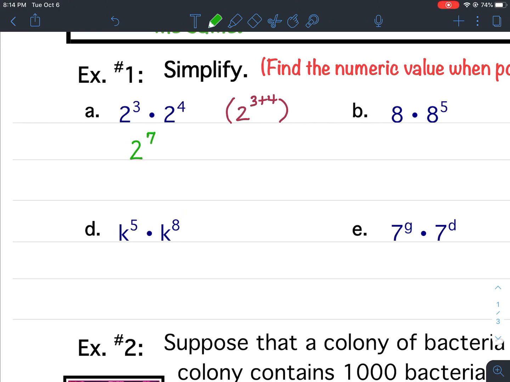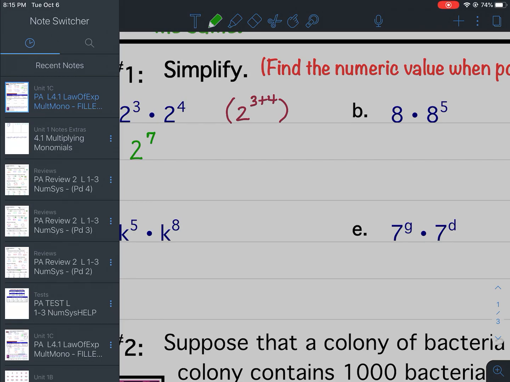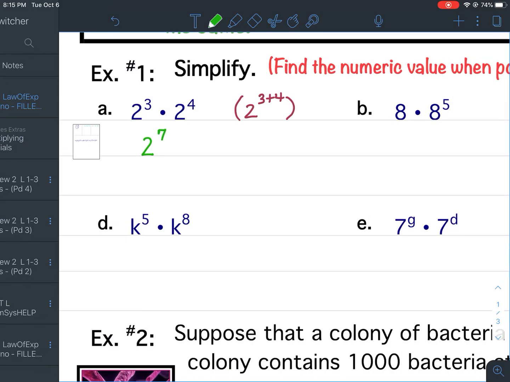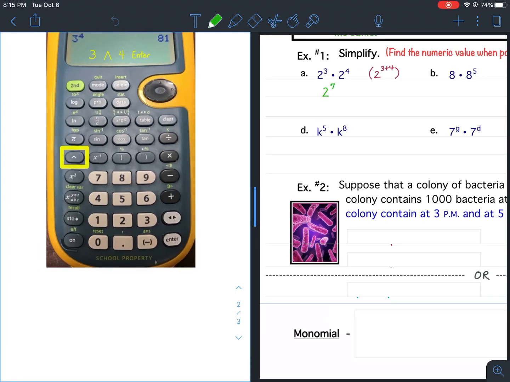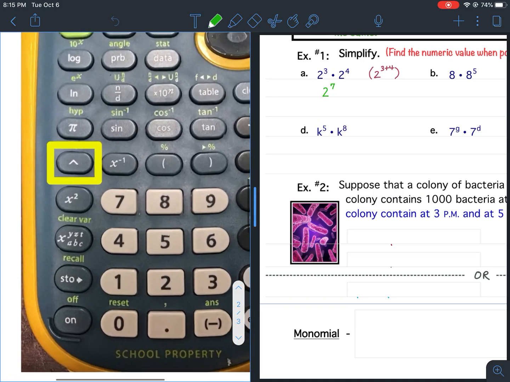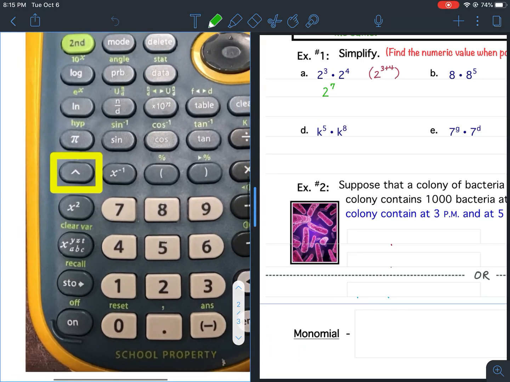Now, can we find a numeric value from this? Yes, both the base and the exponent are a number, so we can go one step farther and find the numeric value of 2 to the 7th. Now, if you were using a school calculator, to get that exponent, you would use the caret button. All right, so the caret button is the button I have boxed there.